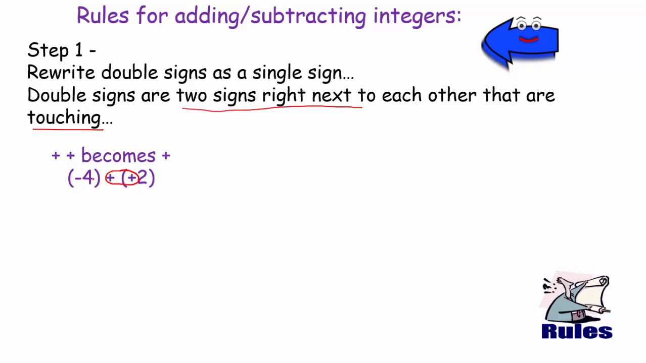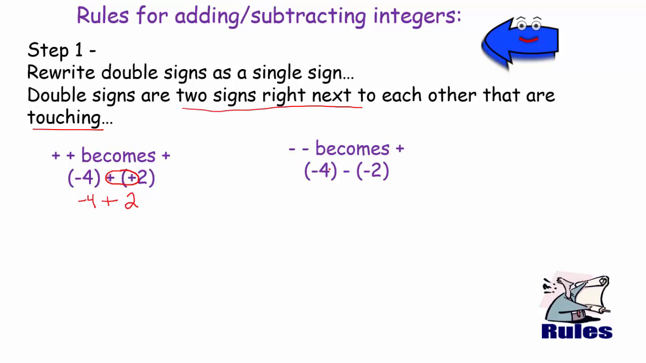This out here is just attached to that 4. That's a -4. That's not part of the double sign. These two signs, you're here, the next thing you hit is another sign, that's a double sign. You need to rewrite that as a single sign. So what you always do is you keep your first number, change your double sign to a single sign, plus a positive. When you're adding a positive, that's just plus. So that becomes -4 plus 2.